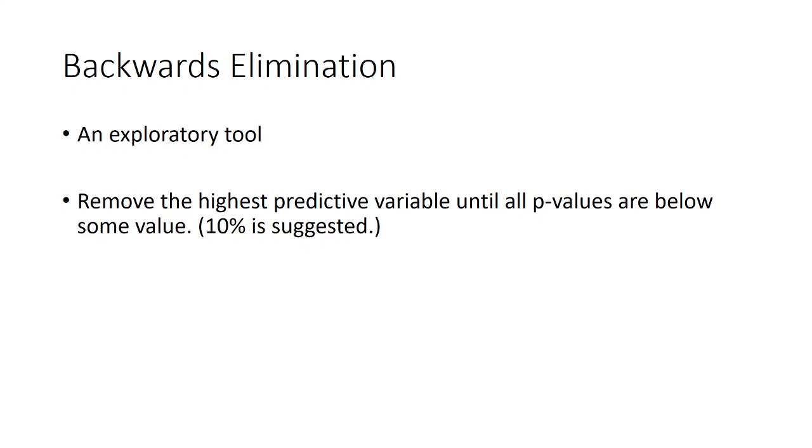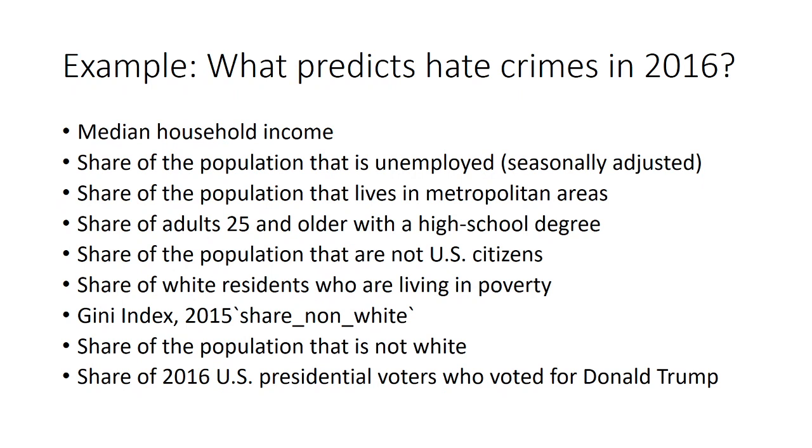So again, remove the highest p-value predictor variable until all the p-values are below some value, where 10% is suggested. For example, what predicts hate crimes in 2016? This was from the website 538 from Nate Silver, who is sometimes known in political and sports circles. Here are all the predictors that were used.